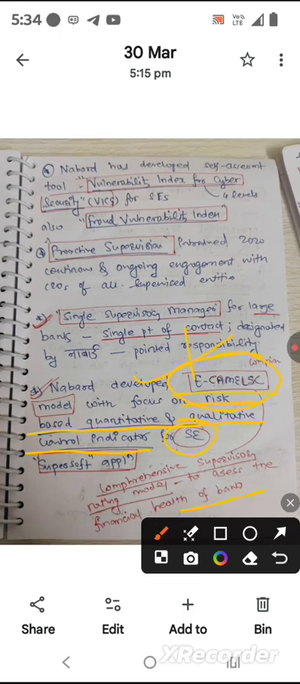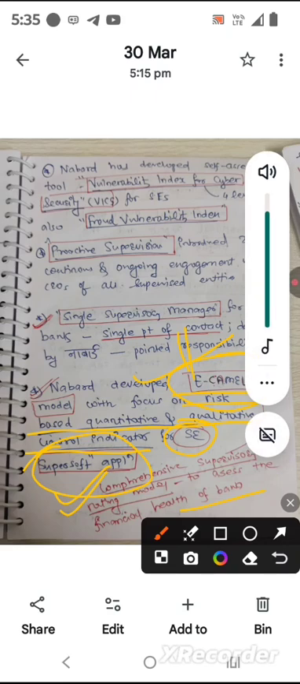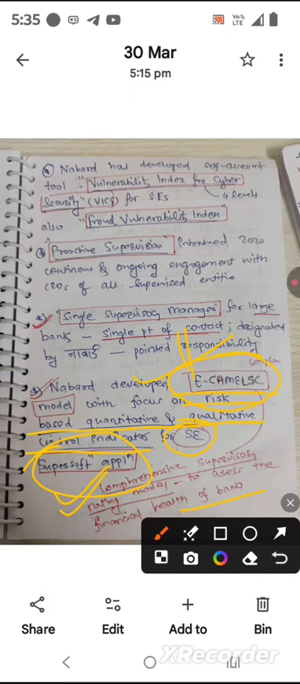And in recent years, the whole supervisory process of NABARD has been digitized through the SuperSoft application. This is very important: the SuperSoft application and the e-CAMELSC approach. The e-CAMELSC has a long form, which involves various quantitative and qualitative indicators. The e-CAMELSC means C for capital adequacy, A for asset quality, M for management, E for earnings, L for liquidity, S for sensitivity to market risk, and C for compliance with rules and regulations.